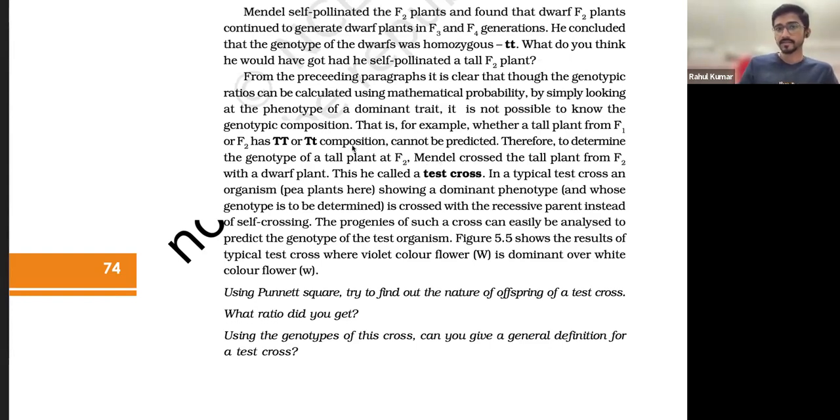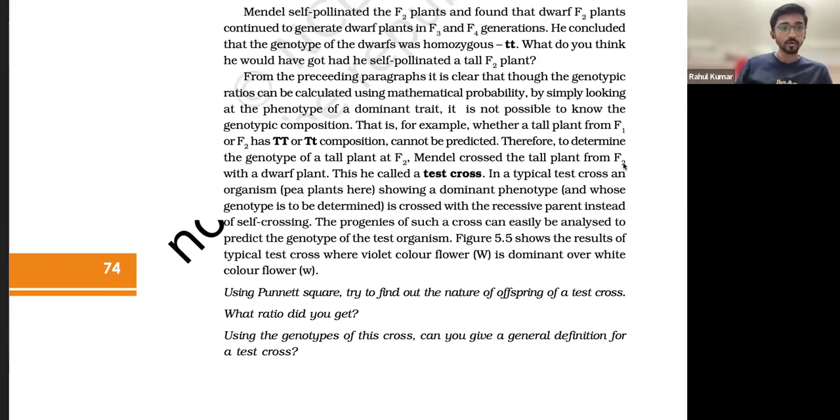So what's written here is, for example, let me read it for you. Whether a tall plant from F1 or F2 has capital T capital T or capital T small t composition cannot be predicted. Therefore, to determine the genotype of the tall plant at F2, Mendel crossed the tall plant from F2. Remember, tall plant from F2.